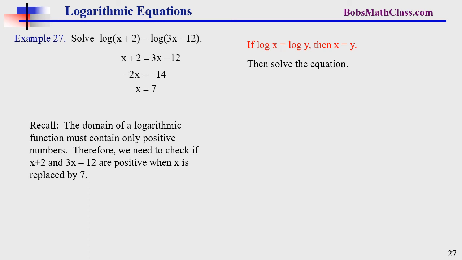Let's see, 7. 7 plus 2 is 9, so we got log of 9 on the left. And then on the right, 3 times 7 is 21, and 21 minus 12 is also 9. So that makes sense, 9 and 9 on each side, and they're both positive. So our answer is good. So we could box our answer and feel good about it.